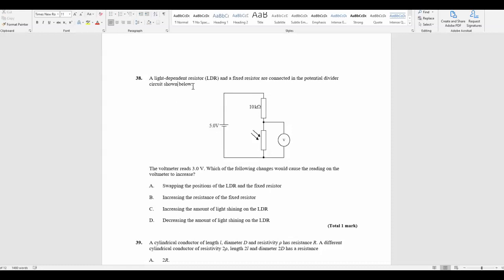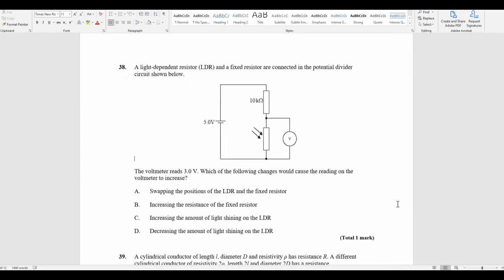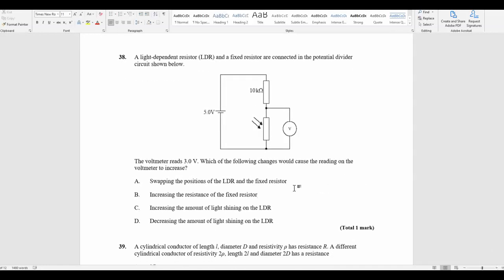38 says a light-dependent resistor and a fixed resistor are connected in the potential divider circuit shown below. The voltmeter reads 3 volts. Which of the following changes would cause the reading on the voltmeter to increase? Okay, so I'm going to make this a little bit bigger so you can fully see. Try to answer this question on your own. Which of the following changes would cause the reading on the voltmeter to increase?